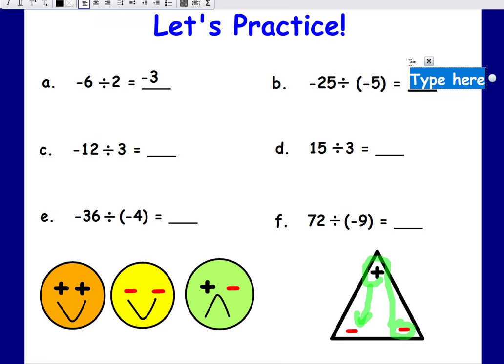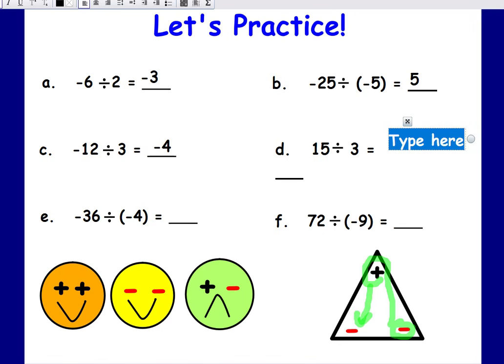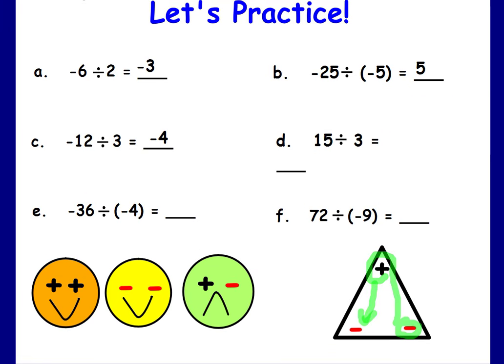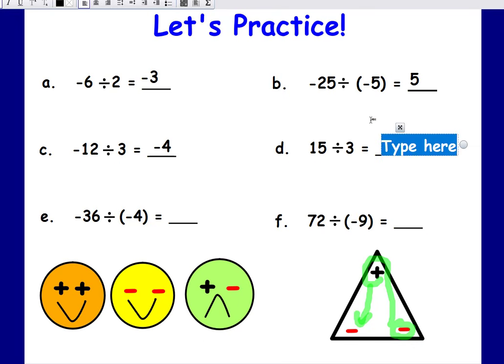Okay, negative 25 divided by negative 5. A negative divided by a negative is a positive. For C, we have a negative divided by a positive. So that's going to give you a negative answer. A positive divided by a positive is a positive. So this is a positive 5.